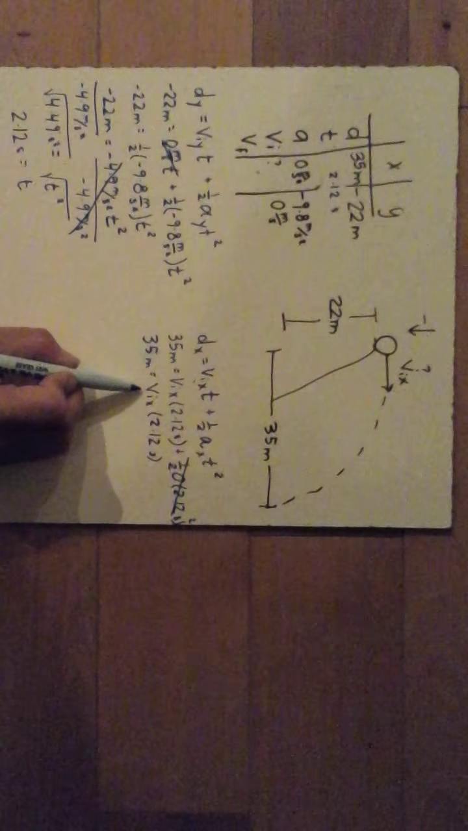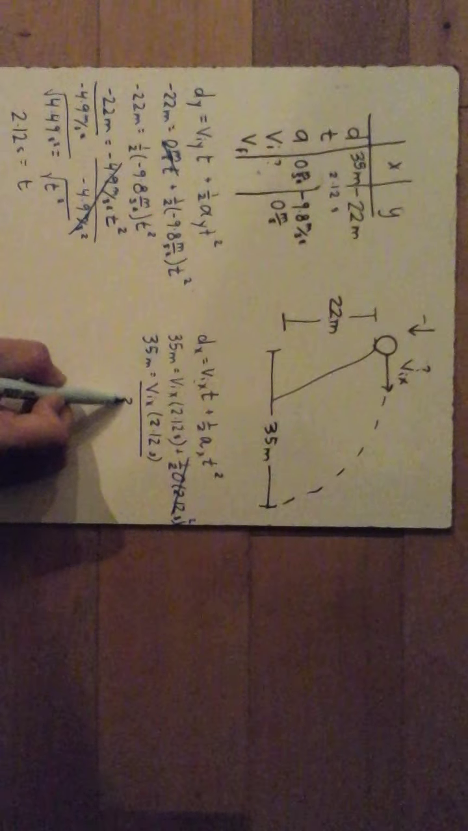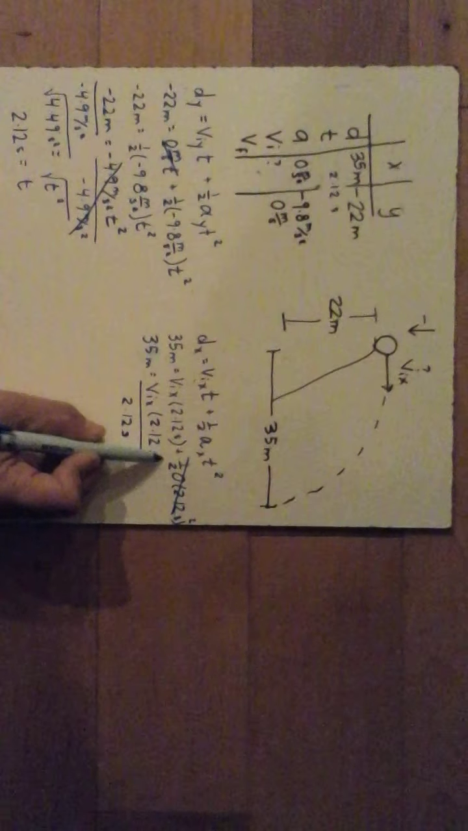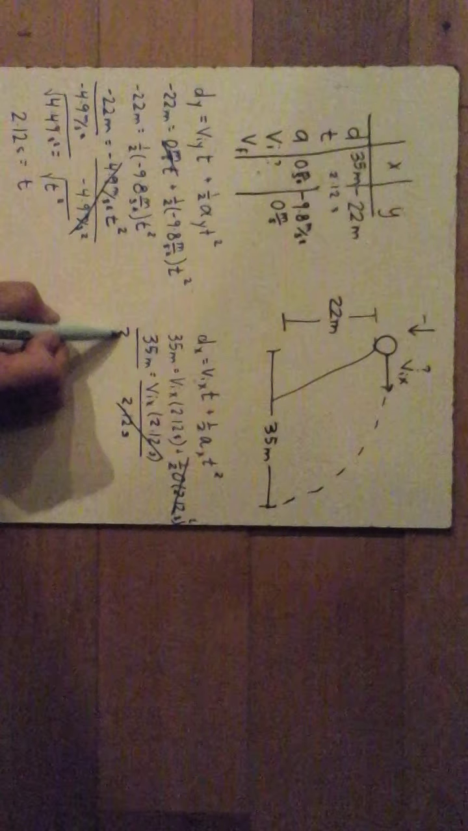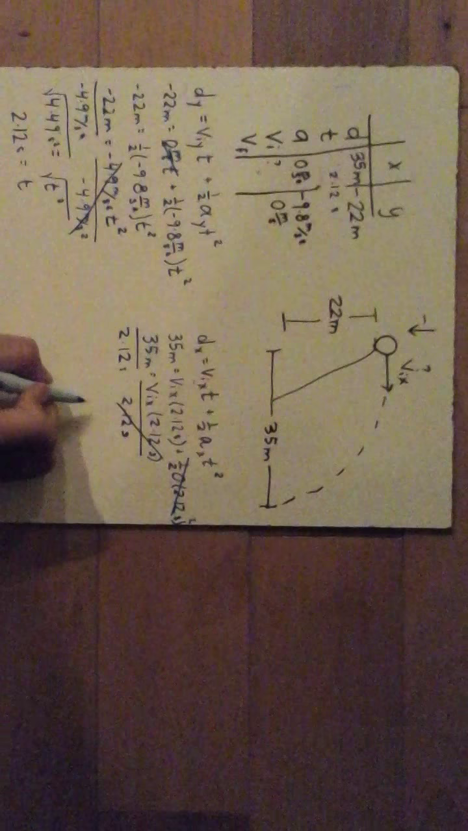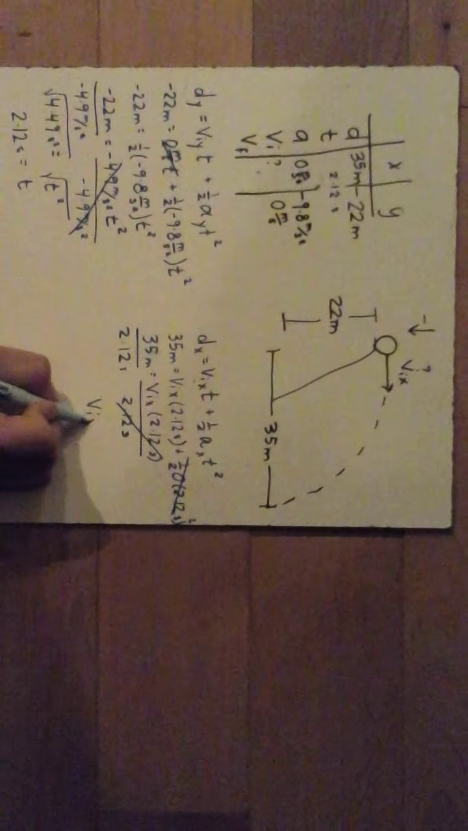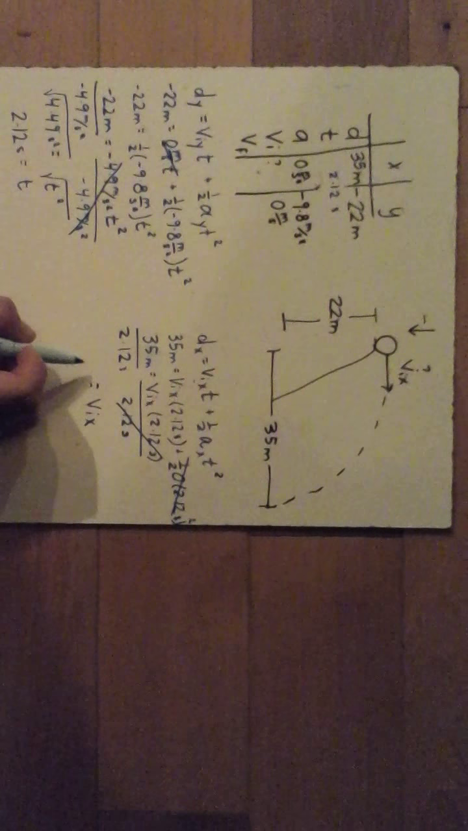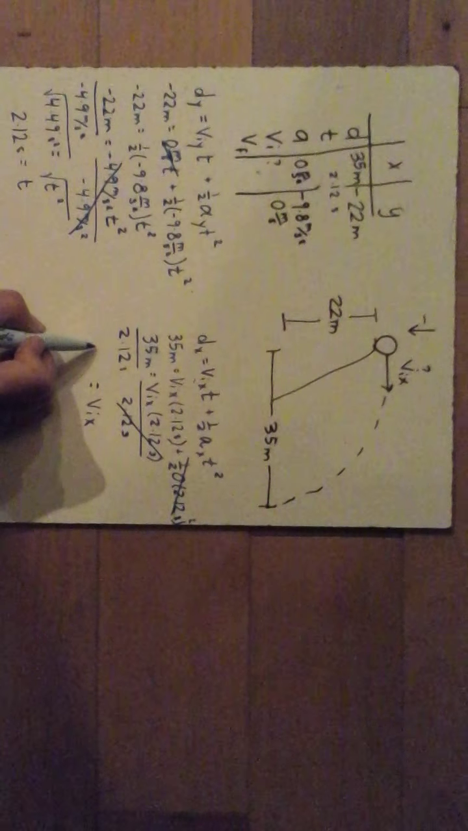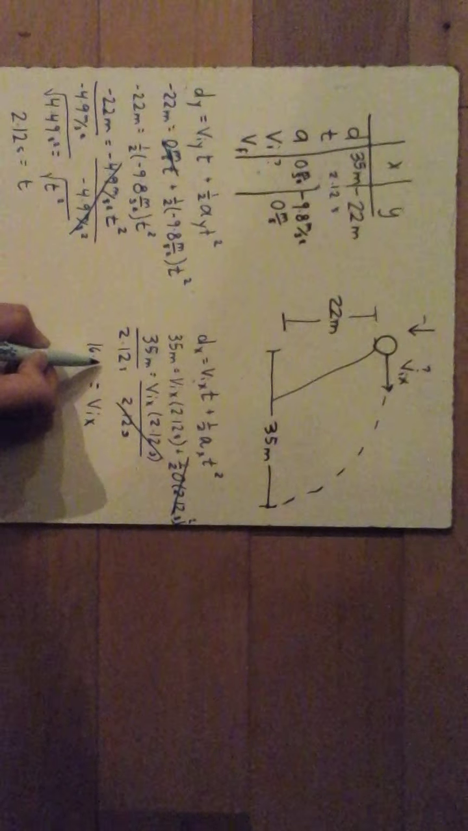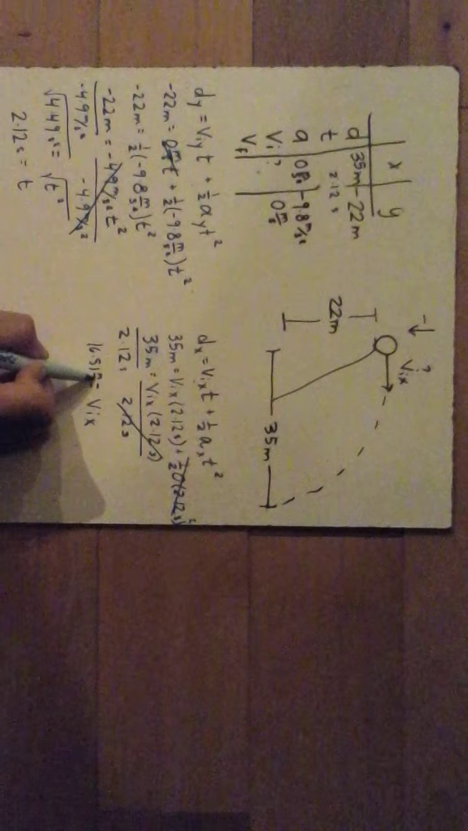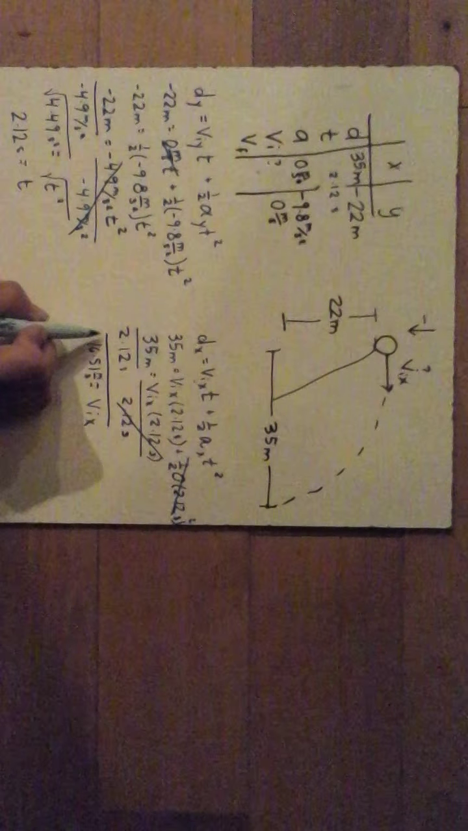Now to get the velocity on its own, I will divide by what it's being multiplied with so that that will cancel. And of course I do the same thing on the other side. So we're left with the answer that the initial x velocity is equal to what will come out to 16.51 meters per second. And that is our final answer.